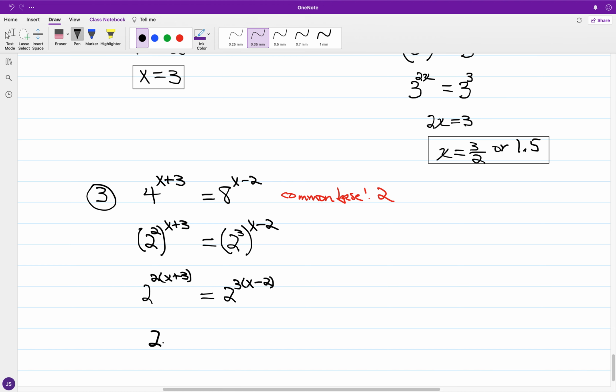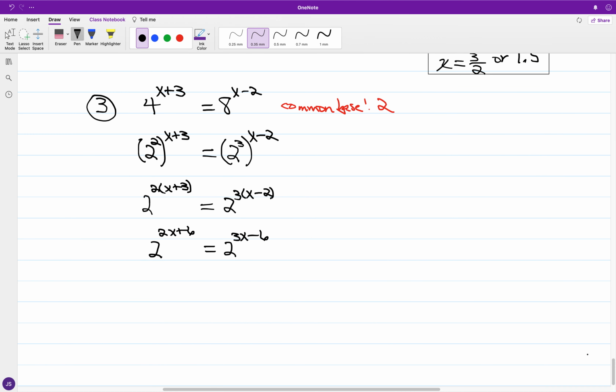And looking at what we have now, so we got 2 and 2 over x plus 3, so this will be 2x plus 6. And for 2 to the 3 times x minus 2, that is going to be 2 raised to the 3x minus 6. And if you notice, we have single base 2 terms, and we can set the powers equal to each other. So now we have 2x plus 6 is equal to 3x minus 6.